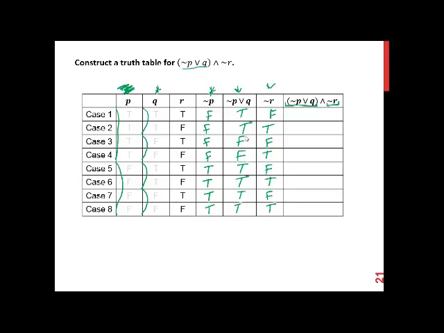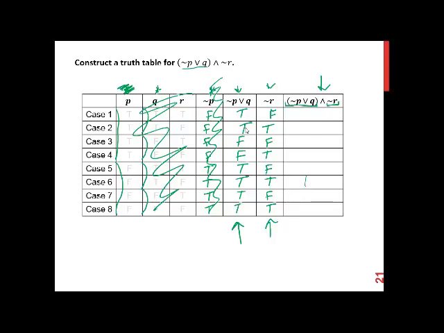And we finished that. Now we're ready for our very final column. And to do this very final column, we're done with all of these. All we're looking at is not P or Q and not R. We're looking for the conjunction. The only time that this conjunction is going to be true is if both of these columns, both the not P or Q and the not R column, are both true, then this statement will be true.